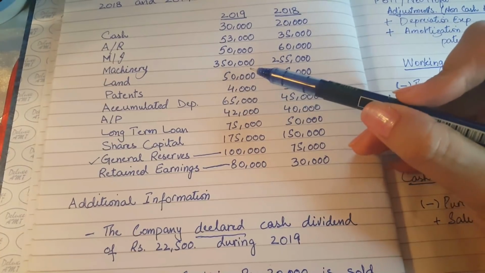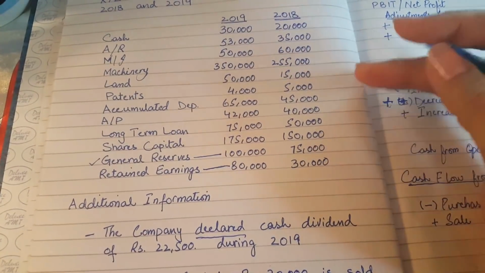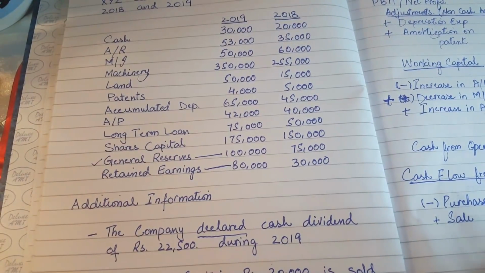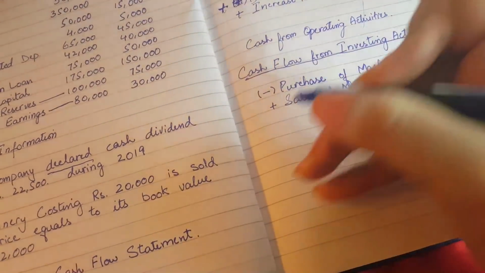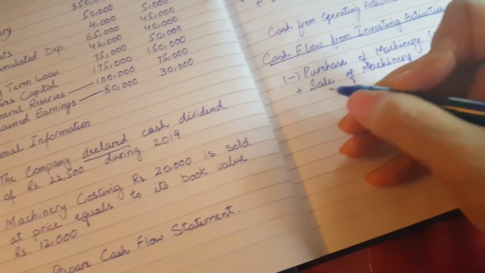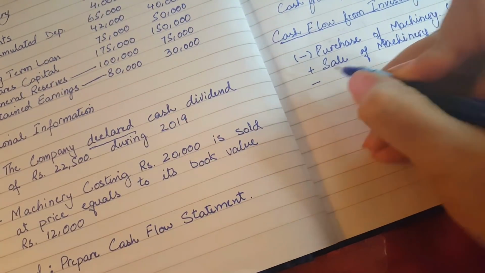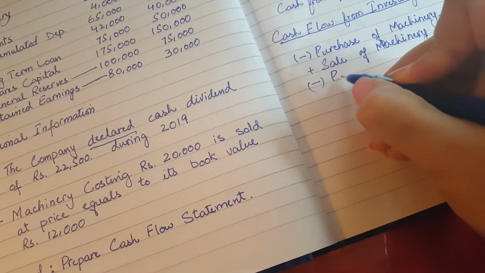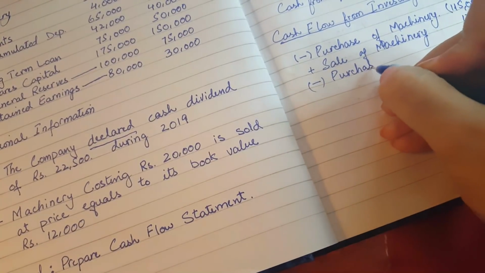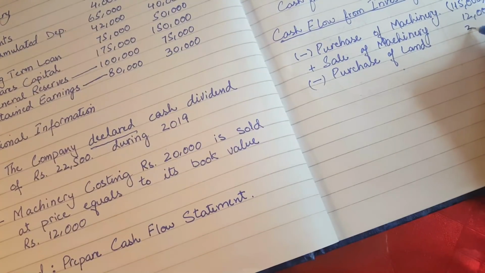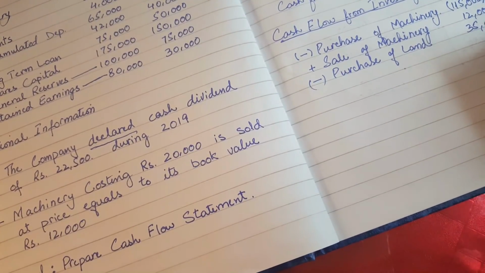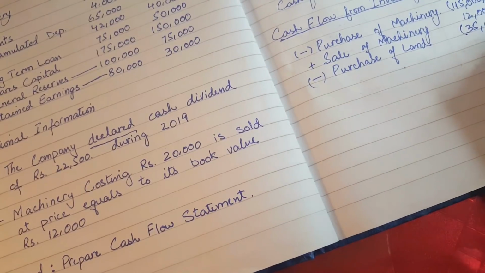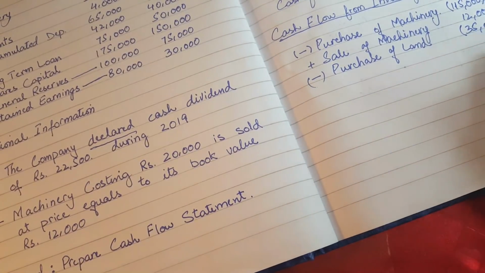The land is purchased. So simply we will write the outflow of cash from here. So this is the outflow of cash, purchase. It is deducted. Purchase of land, it is 35,000. So this amount is deducted because it is an outflow of cash.